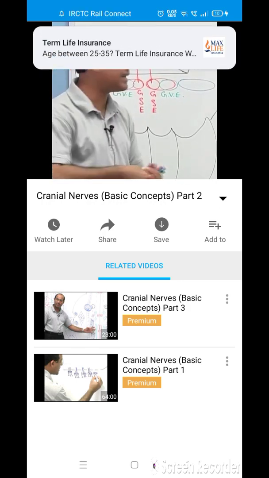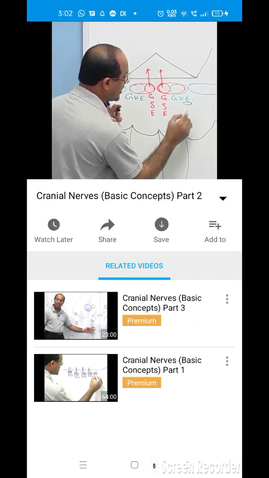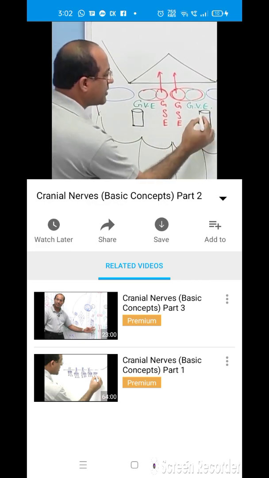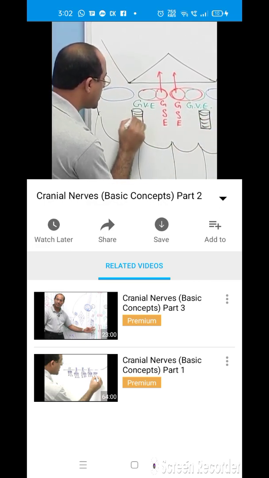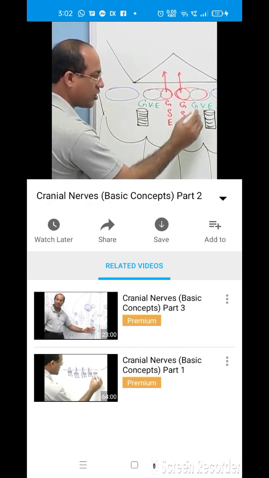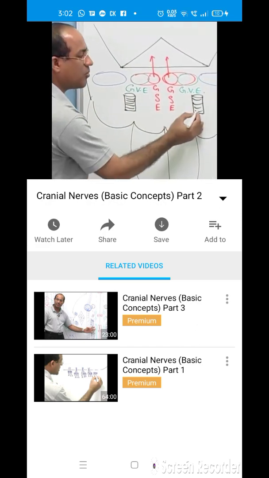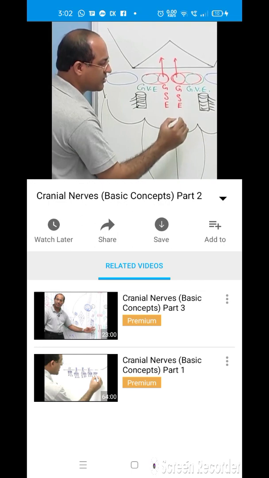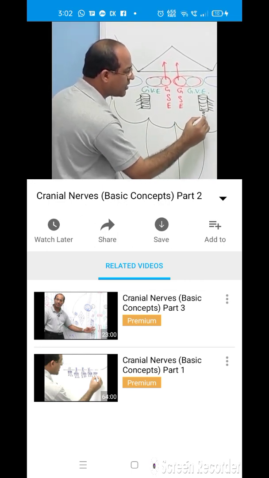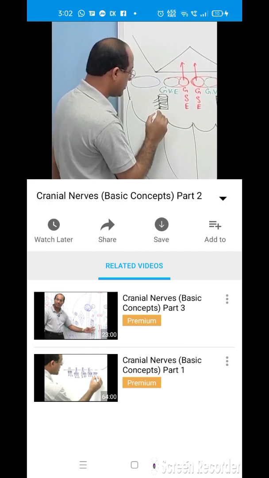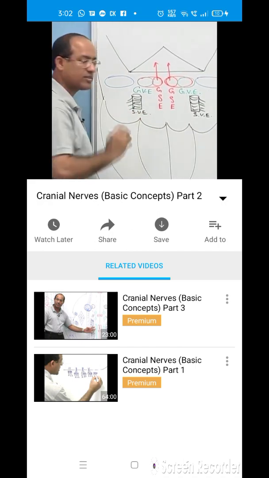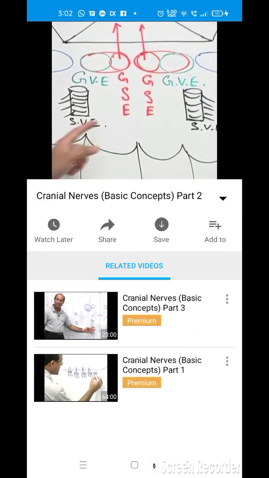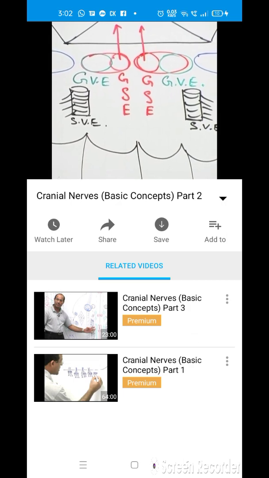So it means there should be an additional column of gray matter here. This column of gray matter, which is additionally present in the brainstem but not present in the spinal cord, is called branchiomotor outflow. What is it? Branchiomotor outflow, or we can say these are special visceral efferents. Is it clear? These are called the special visceral efferent column.